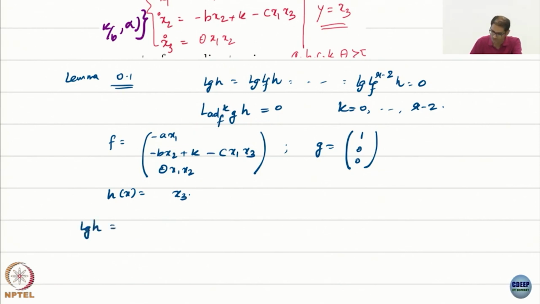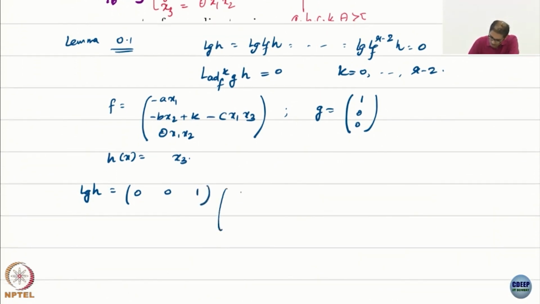What is LgH? First I take partial of h with respect to x. What is it? Partial h with respect to x? 0, 0, 1. Thank you. And g is just 1, 0, 0, so obviously 0, done. First done. Let's do LgLfH.